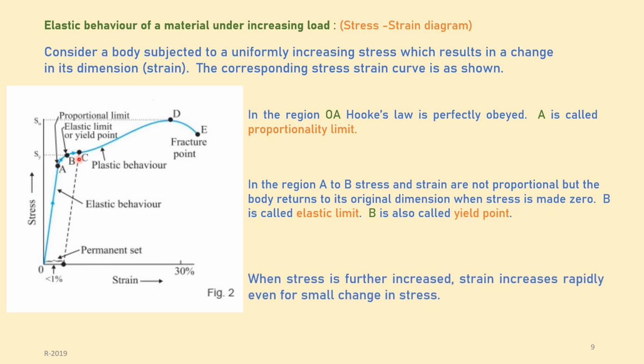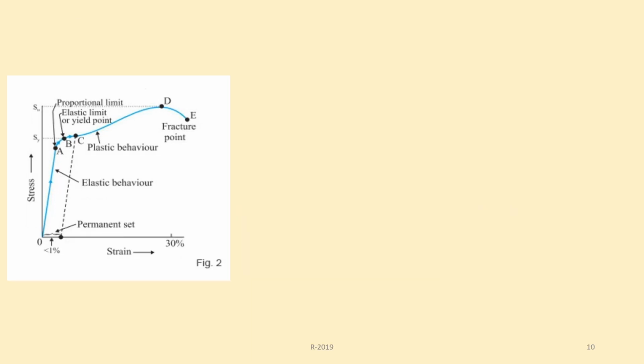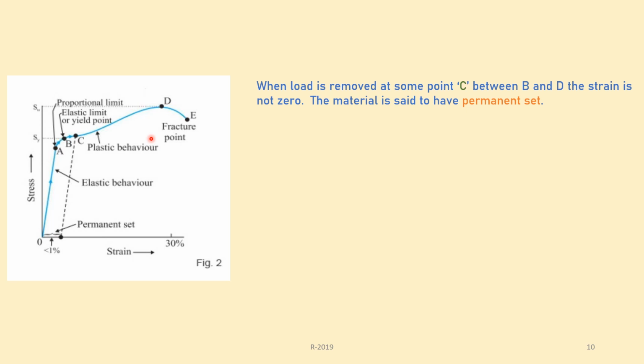Now when I increase the stress further, strain increases very rapidly, even for a small change in stress. Now in between the point B and D, when I remove the load, say imagine at the point C, if the load is removed, you can clearly see the strain is not 0. So the curve won't take the path back to O, rather there is some permanent strain left over, what we call it as permanent set. So the material is said to have permanent set.